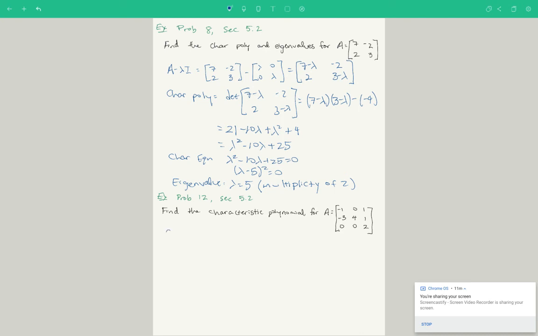So our characteristic polynomial, again, is going to be the determinant of this A minus lambda I. And in this case, that would be the determinant of, again, we're going to take every on-diagonal entry and subtract off lambda. And then the off-diagonal entries stay exactly the same. This is 4 minus lambda, 1, 0, 0, 2 minus lambda. So this is our A minus lambda I. And we want to find the determinant of that.